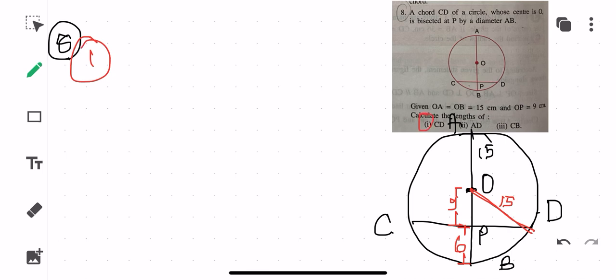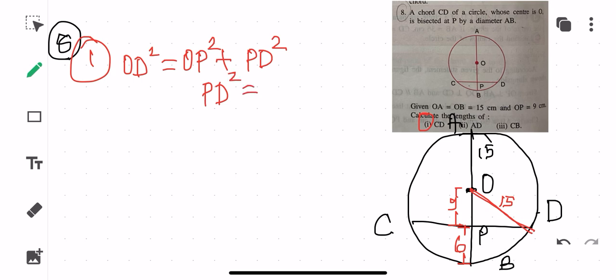You will be taking that OD square is equal to OP square plus PD square. Using this you can find out easily PD square, which will be equal to OD, which has been given as 15, square minus 9 square. So 15 square minus 9 square will be equal to how much, children? 225 minus 81 is 144. So PD will be equal to 12.